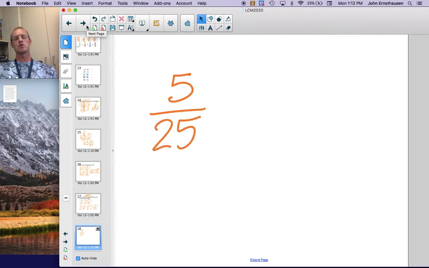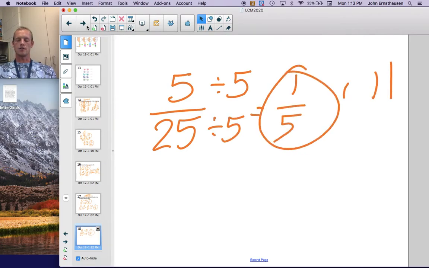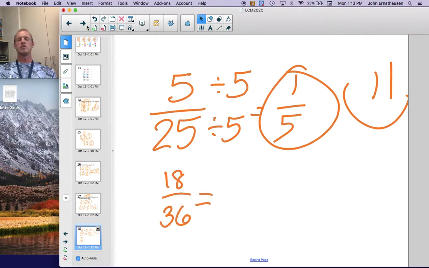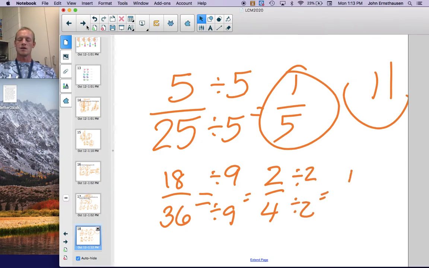If I had 5/25, what would be a number that I could divide by both? Your 5th grade teachers taught you you should write what you're dividing by, and if you thought 5, you are right. Okay, let's try a little bit of a harder one here. What could you reduce 18/36 down to? What could you divide by? So I'm guessing some of you are thinking 9. And if you do that, you get 2/4, which you can still break down and get 1/2.